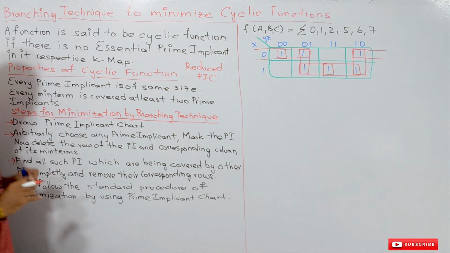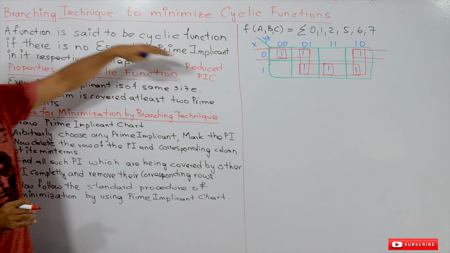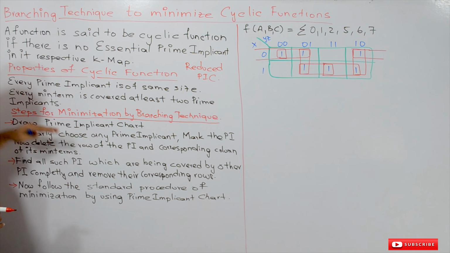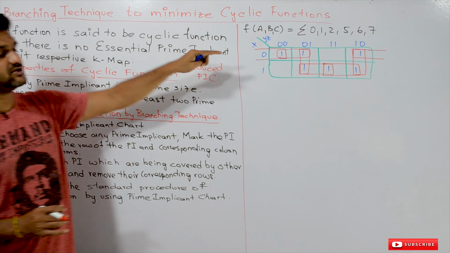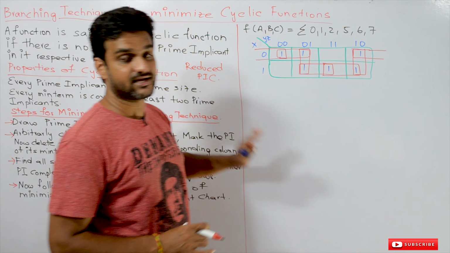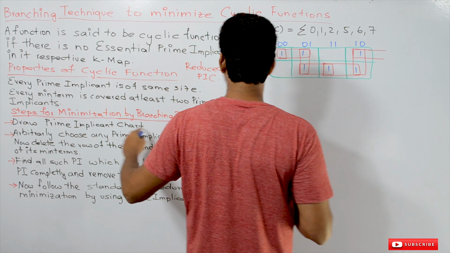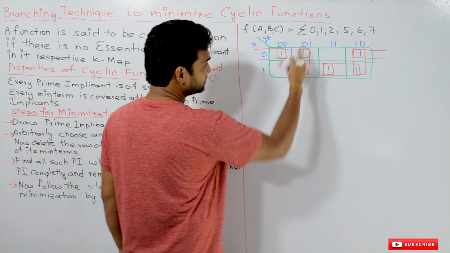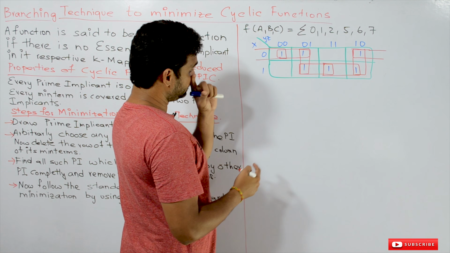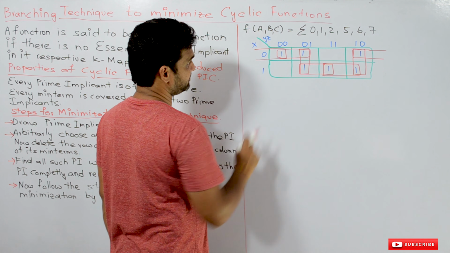Okay, so now we hope you got the clarity on the cyclic function. This is what we call a cyclic function. Now we will use these steps to minimize that function by using the branching technique. So this technique is what we call the branching technique. First step, draw the prime implicant chart. Before that, we will try to find the minterms of these prime implicants.